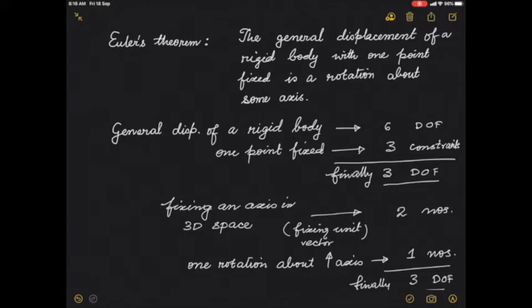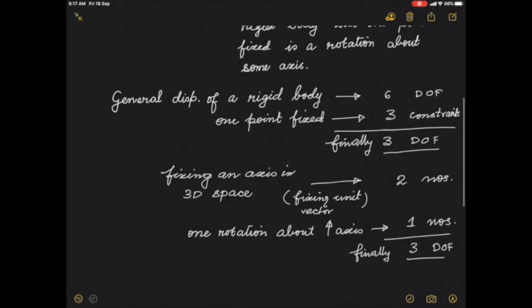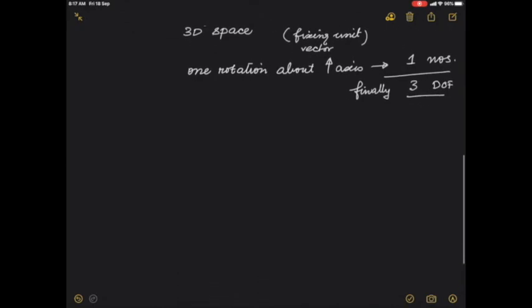So Euler's theorem must be right, but obviously this doesn't prove Euler's theorem, because we have just counted the number of degrees of freedom required to describe the general displacement of a body with one point fixed, and it is the same as the number of degrees of freedom to describe the rotation about one axis, but that obviously doesn't prove that it's a rotation. Okay, so what do we do? Let us try to see if we can prove Euler's theorem.